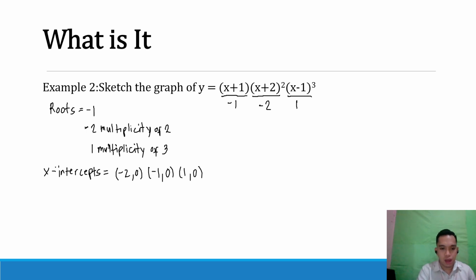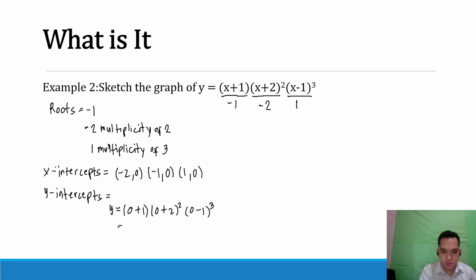Okay? So, ang ating y-intercept naman, lahat ng x doon sa ating polynomial function, palitan mo ng 0 para makuha natin yung ating y-intercept. So, y is equal to, yung x palitan mo ng 0, so yan ay magiging quantity of 0 plus 1 times quantity of 0 plus 2 squared times quantity of 0 minus 1 cube.